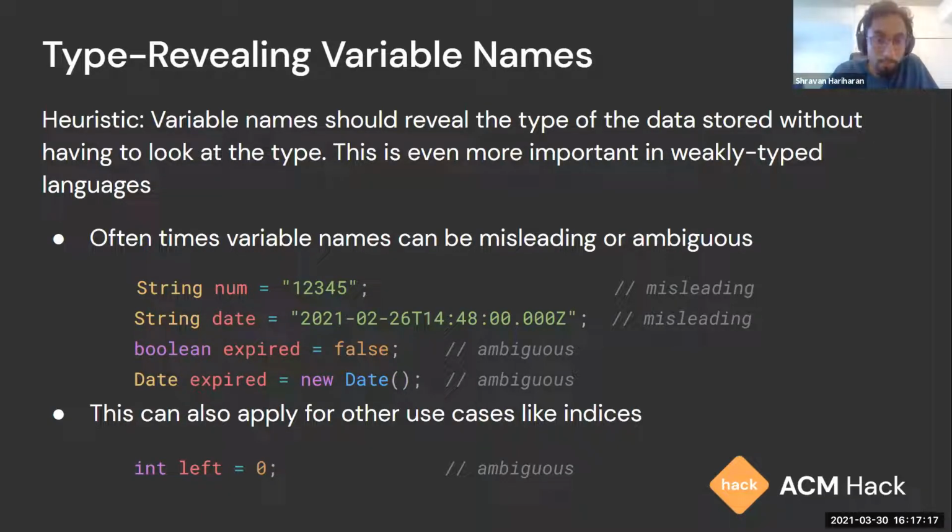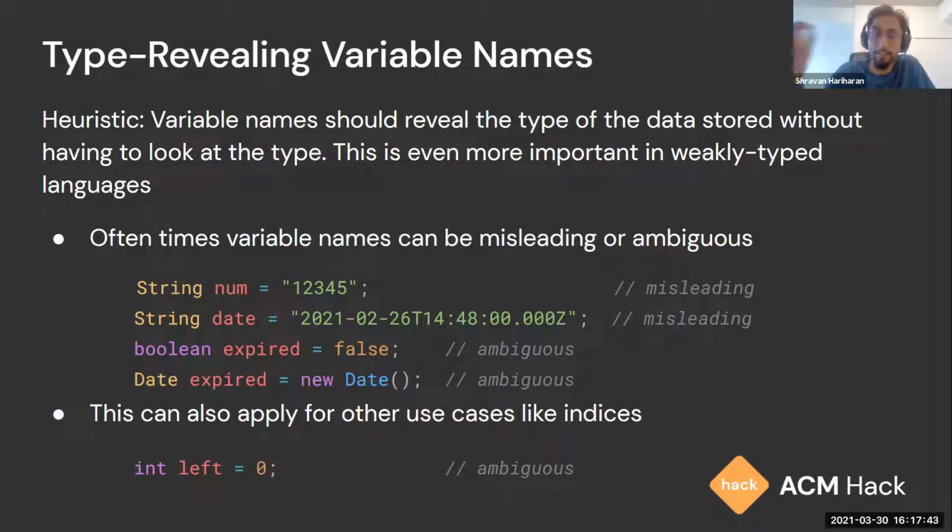How about the next two lines? We have Boolean expired equals false and date expired equals new date. The reason why expired is an ambiguous name is that expired can mean multiple things. Expired could be the time that something expired, or expired could be the fact that something expired or not. In both cases, it could be a Boolean, but it also could be a date. So we want to make sure that there's some distinction.